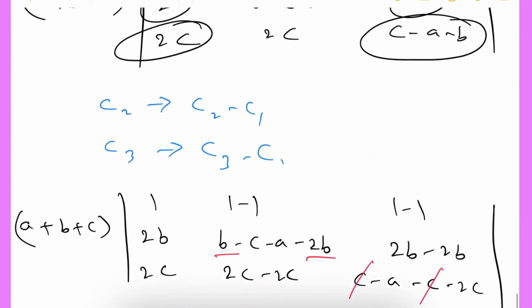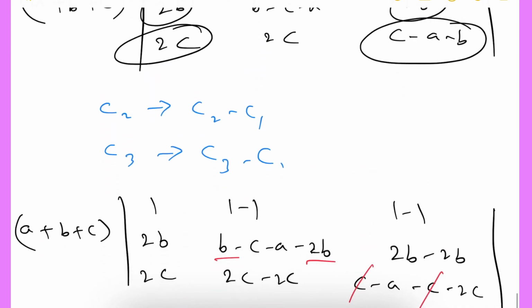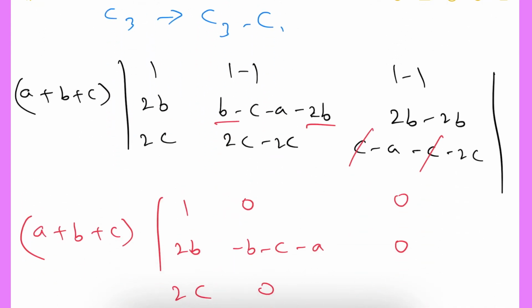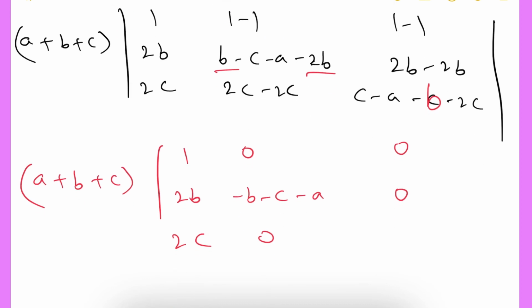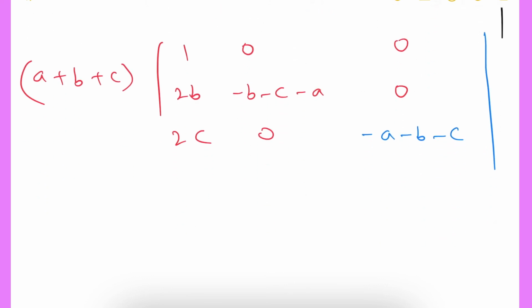No, I don't think so. I wrote it wrong somewhere. Okay, sorry, it is C minus A minus B. This is B, not C. Okay, done. Now, minus A as it is. Minus B also as it is. C minus 2C is minus C. So, this is the final step we got.